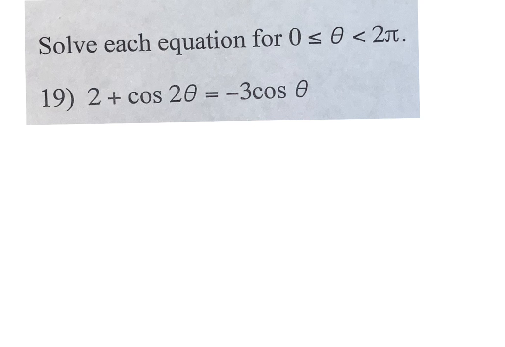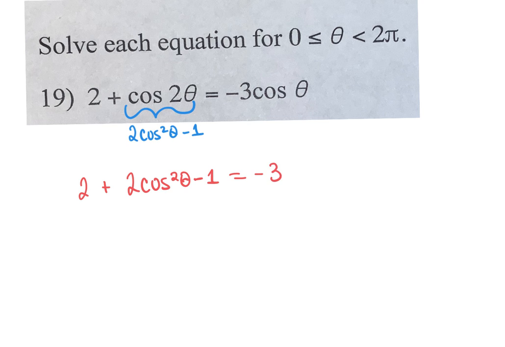I want to solve this equation. My problem is that I have a cosine of 2 theta and a cosine of theta. So I need to simplify this using one of my double angles. Which one of my double angles do you think I would use here? 2 cosine squared minus 1. Yeah, I'm going to use actually the same one I just used. And I'm going to replace that with 2 cosine squared of theta minus 1. Okay. And so I get 2 plus 2 cosine squared of theta minus 1 equals negative 3 cosine of theta.